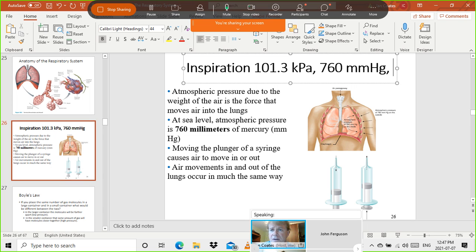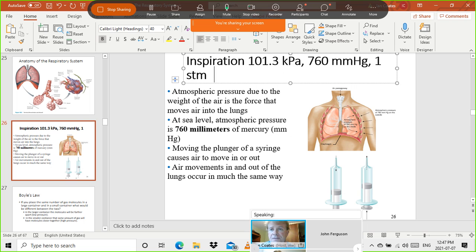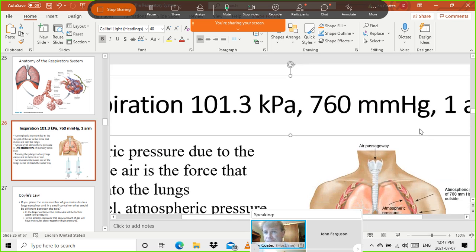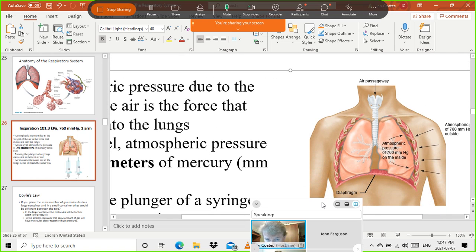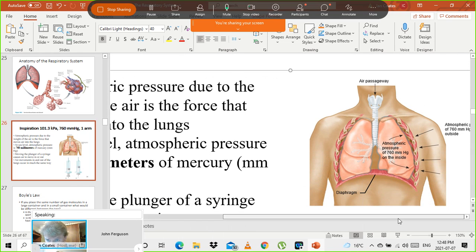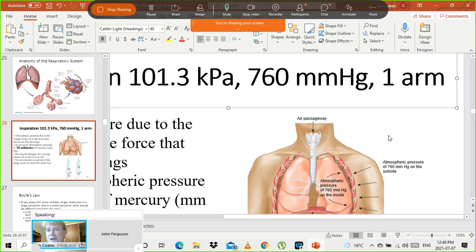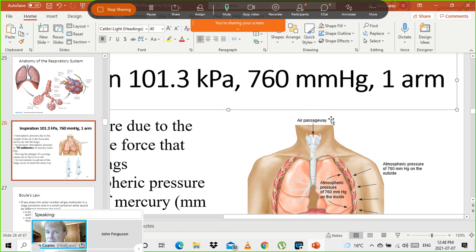There's actually one more that we use for science, called atmospheres. One atmosphere. They all mean the same thing: normal pressure, the same number. But we'll use the American system here. So atmospheric pressure is basically always 760 millimeters of mercury, or here in Canada, 101.3 kPa, kilopascals.